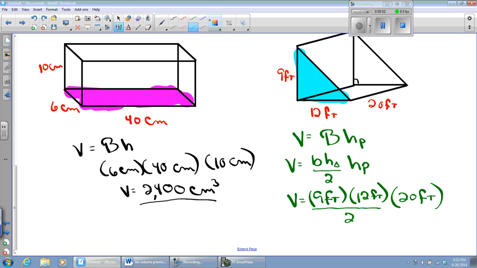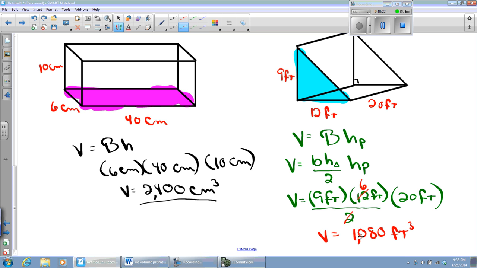Okay? Now, you know, Mr. Lawrence, I like to divide before I multiply, if possible. So there we go. 9 times 6 is 54, and 54 times 2 is 108. 54 times 20 is 1080. Feet times feet times feet is going to be feet cubed.